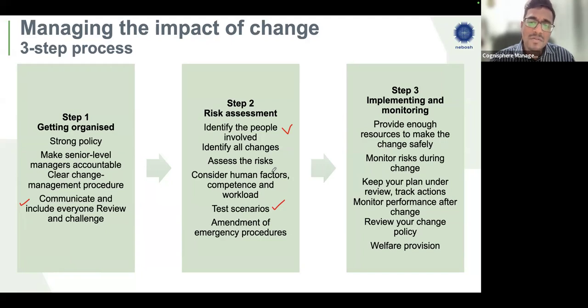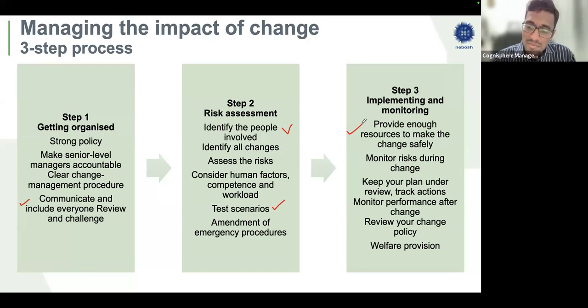And then amendment of emergency procedures. Because of this change, will there be any change in the existing emergency procedures? If so, then those amendments must be done. And then step three, provide enough resource to make the change safely. If you require additional people or manpower, then it should be clearly provided. Monitor risk during the change. Keep your plan under review.